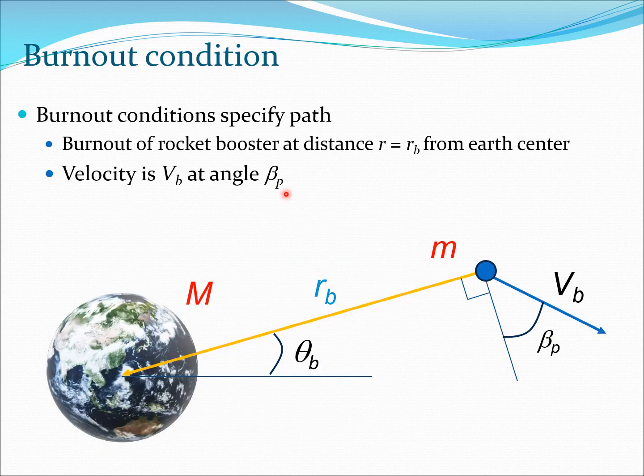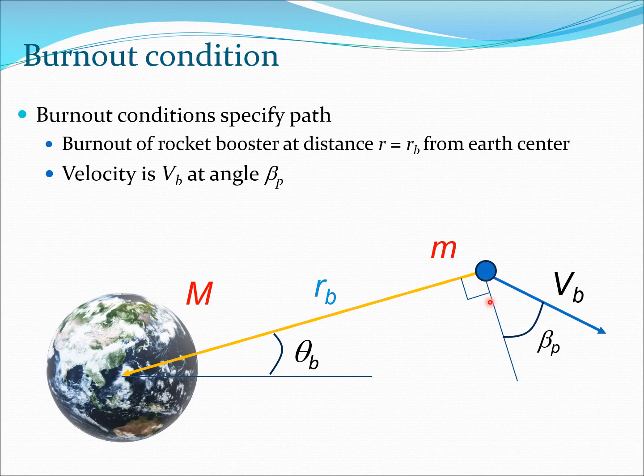Now, there are certain conditions which are often required if you want to get more out of this equation. For example, we need to get something known as the burnout condition, which will specify the path of this particular vehicle. So burnout of the rocket booster takes place at some distance, let's say r is r_b from Earth center. So at some point here, there is burnout. This distance is given by r_b. There is a certain velocity which this mass has here, given by v_b, and this angle is beta_p here.